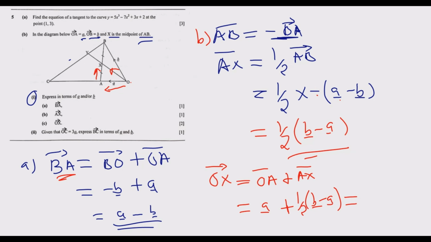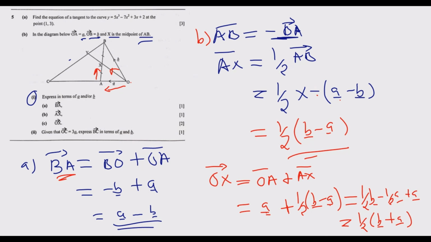If you simplify this, because it's a negative, we end up with half B minus half A, plus this A, which is this side. So we end up with half B plus half A, the vector. So basically, this is how you answer part B Roman numeral 1.